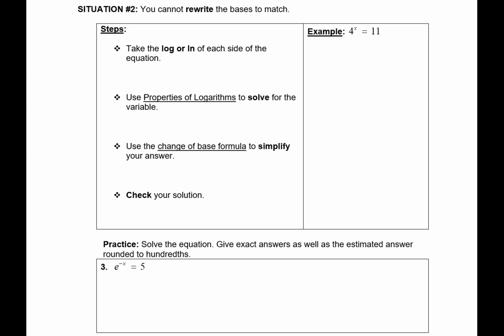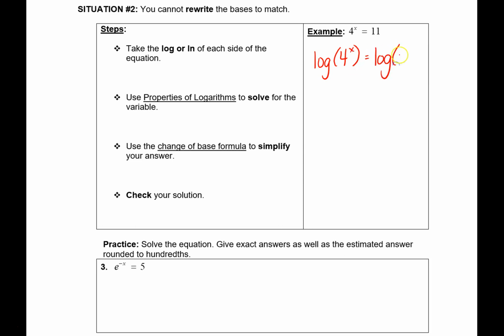Okay, so for this type of problem, we cannot rewrite the bases to match, right? We have a 4 to the x and an 11 to the first power. 4 and 11 are not going to be some small base that matches. So instead, we're going to use logarithms to undo the exponential part. So in this one, I'm going to take the log of both sides.